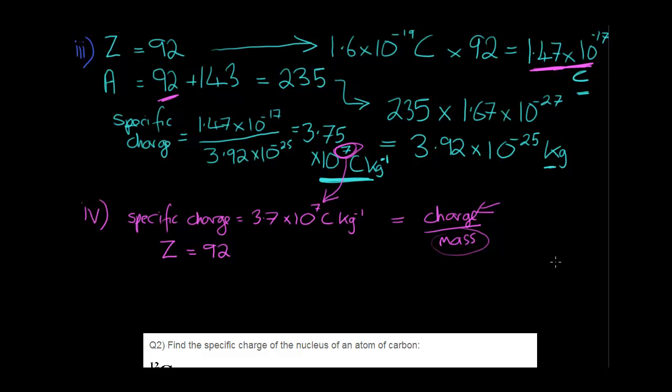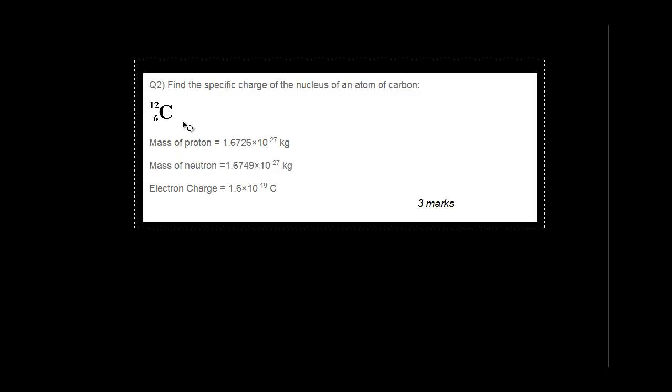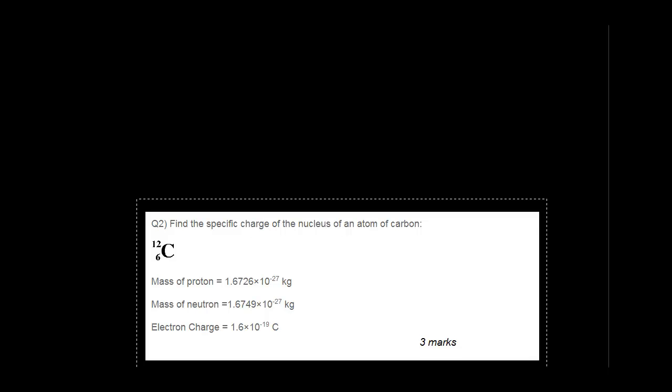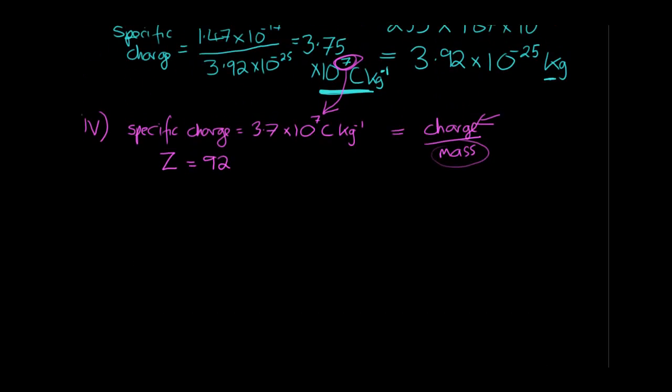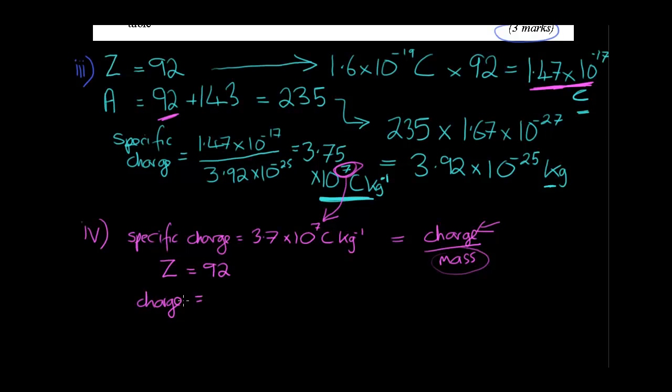I'll take you through. First, let's give ourselves a bit of room here. This is the next question, but I'm just going to pop this down a little bit. Okay, right, here we go. So, we know that the charge from the above question is 1.47 times 10 to the minus 17 coulombs.